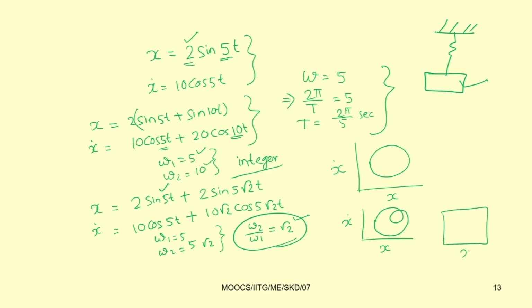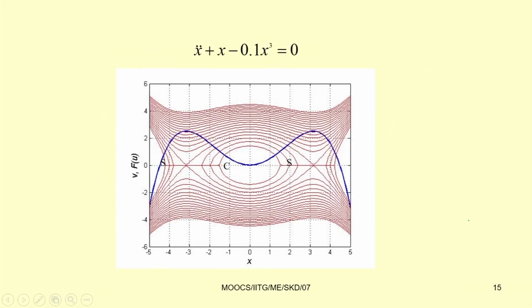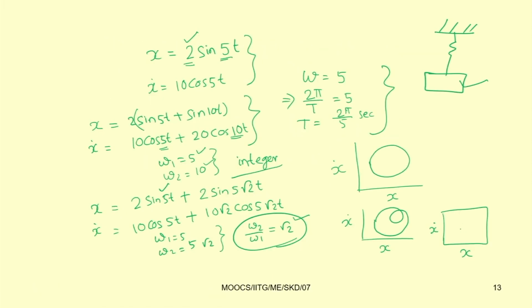That is x versus x dot. If you plot it, this will look like a torus. A torus means you can have two loops and they are interconnected, interwoven. You can physically verify this response. So this is a torus, or this type of response is known as quasi periodic response.